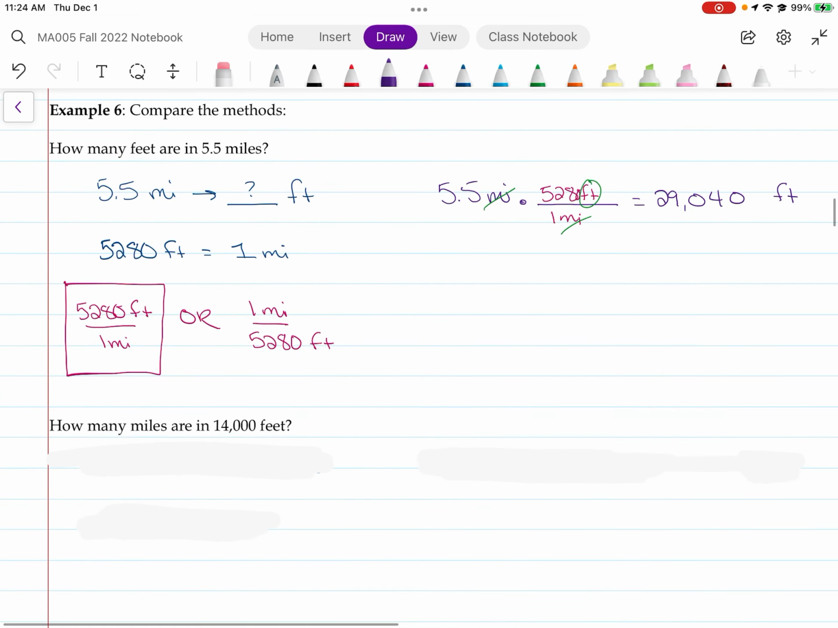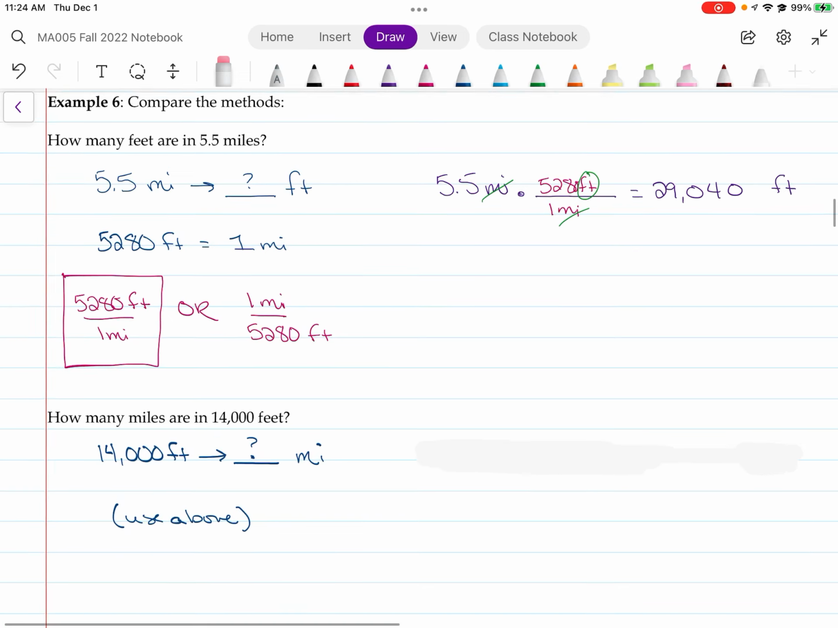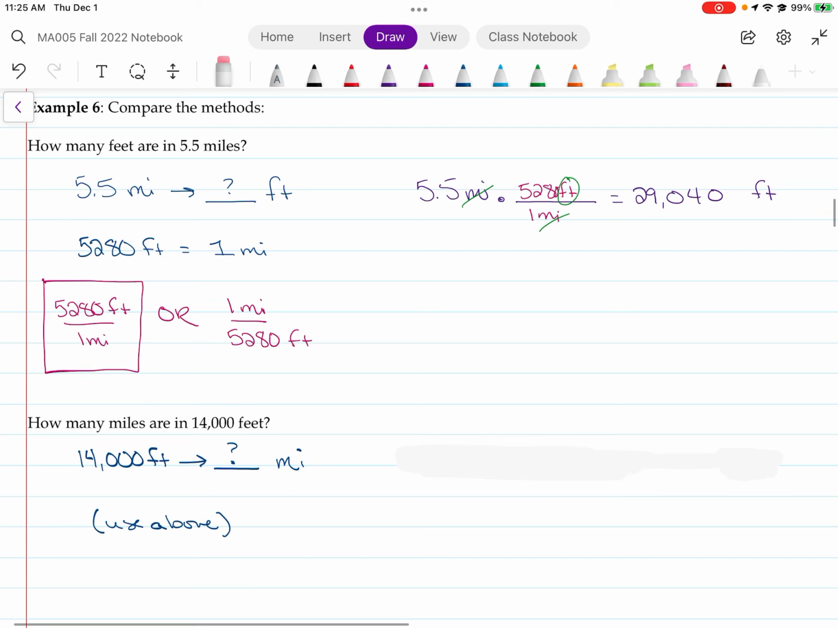All right, now compare that to finding how many miles are in 14,000 feet. I did this because Colorado has 14,000-foot mountains that people like to climb to see how many they can do. So I wanted to know how many miles up that is from sea level. Setting it up looks like this: 14,000 feet equals how many miles. We're just going to use the above information because we have it all set up.